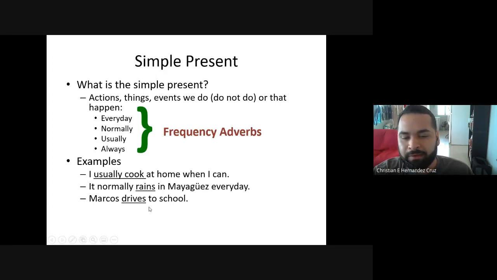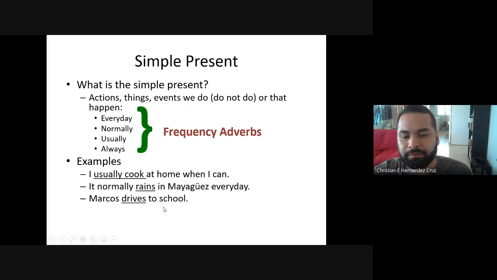And of course, we have here, without the frequency adverb, we have Marcos drives to school. What does Marcos do to go to school? Marcos drives. We could change the noun, the subject of the sentence, and it would still make sense. So we could change Marcos to the pronoun he, for example. He drives to school, and it still makes sense. We could change Marcos to a female. I don't know, Maria. Maria drives to school. You can change Maria to a pronoun. I see a pronoun.